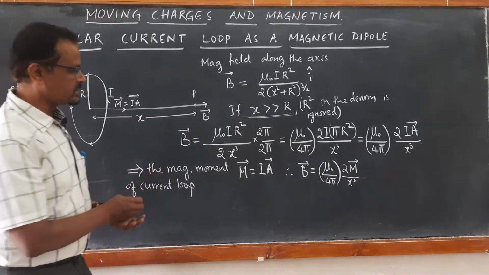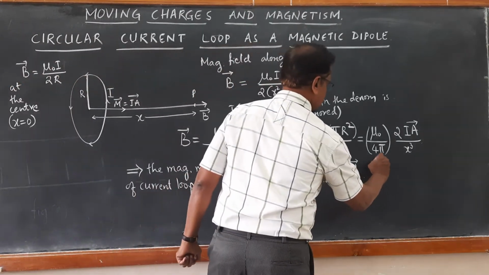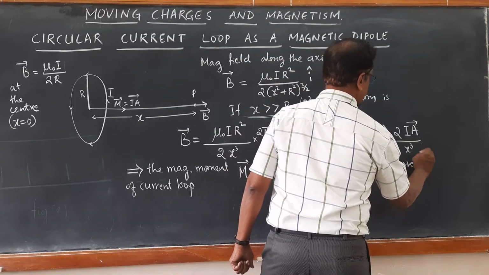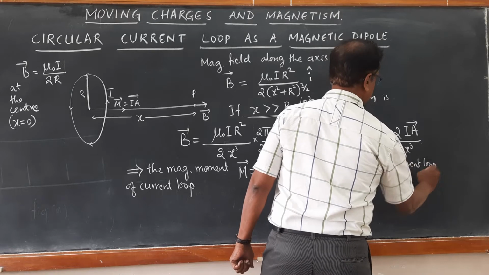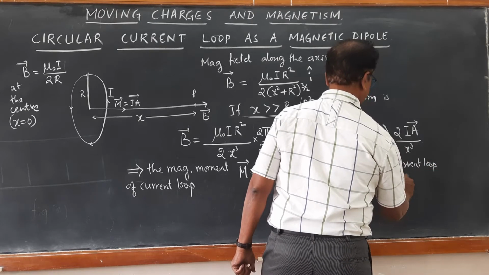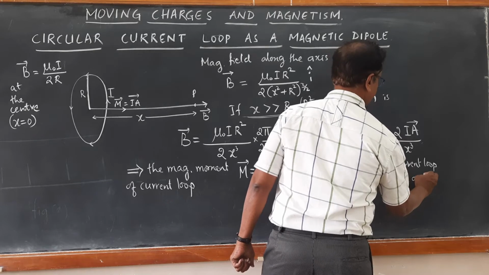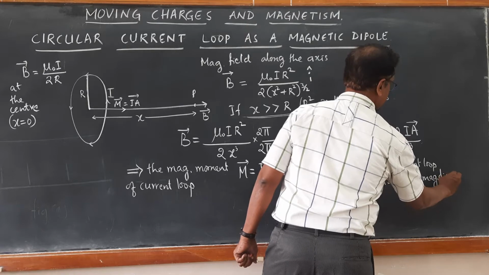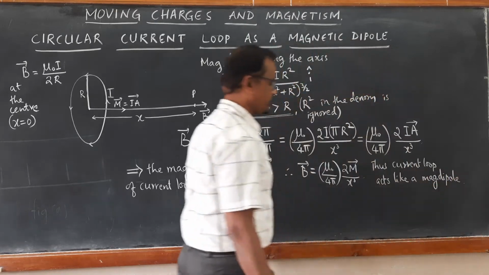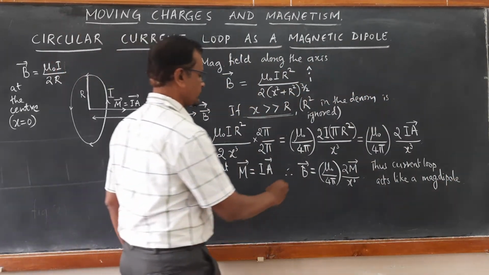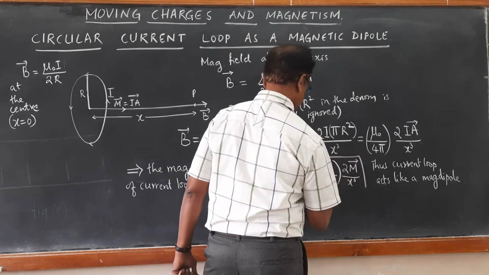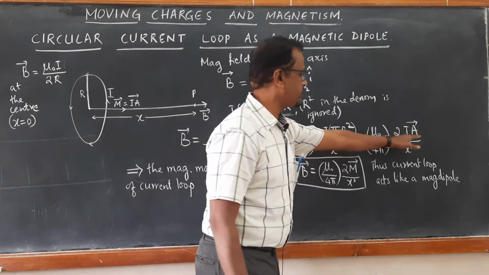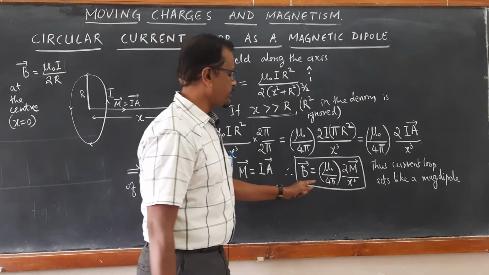So we can conclude thus: a circular current loop acts like a magnetic dipole. How do you conclude that it is acting like a magnetic dipole? One thing is that it has a magnetic dipole moment M, which is equal to I into A. Second thing is that it has a magnetic field.